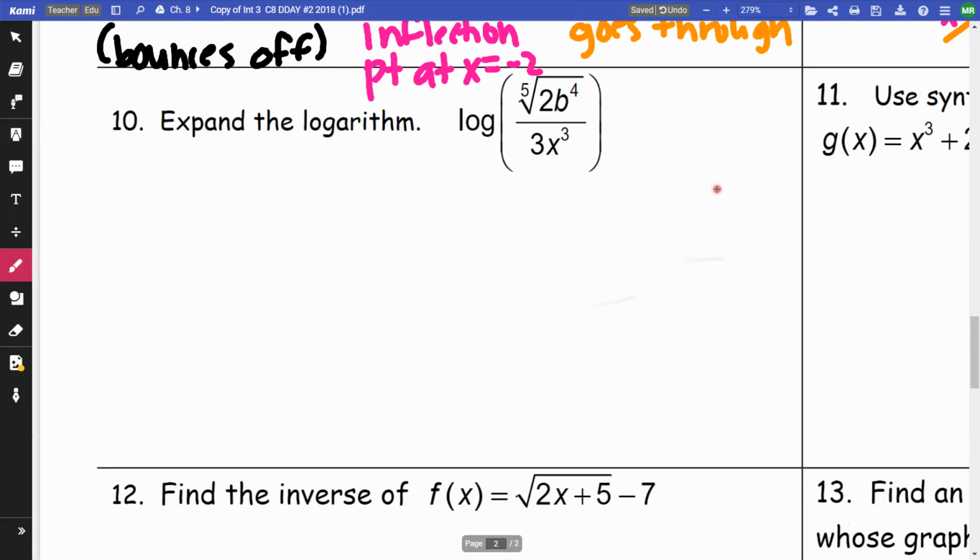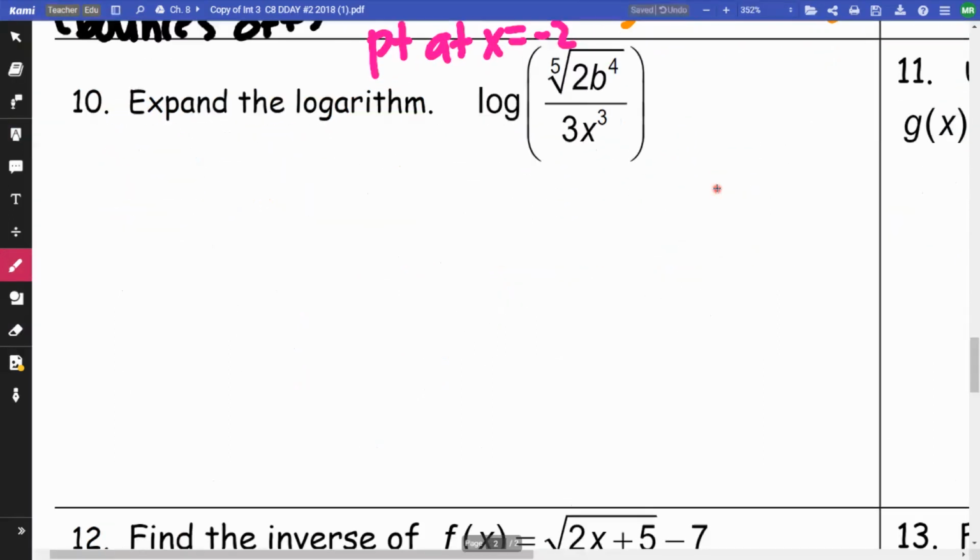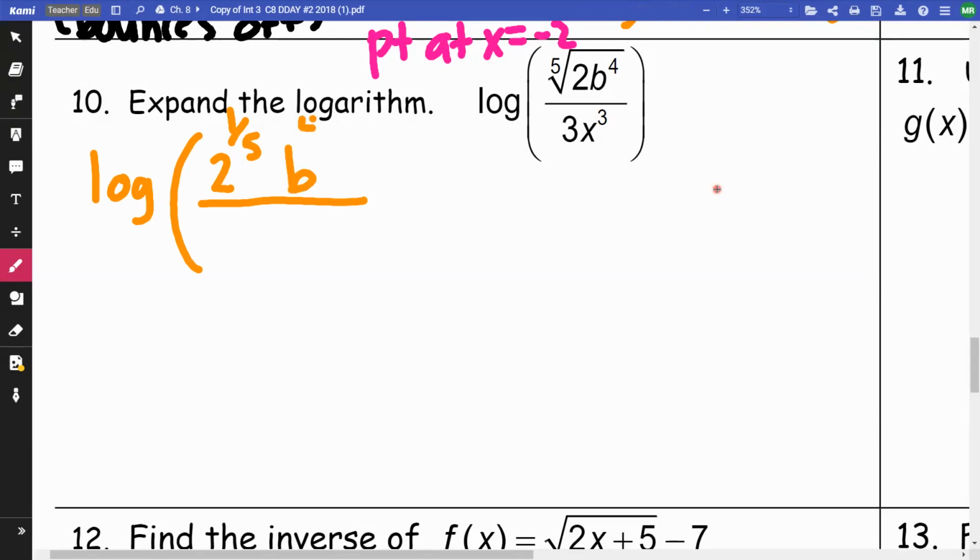Okay, on 10, we're expanding this. So first thing I'm going to do is rewrite this with no radical. So my 2 is going to be raised to the 1/5 because it's a 5th root. My b is going to be raised to the 4/5, and then I have x to the third, or 3x to the third. So I'm going to have 1, 2, 3, 4 different logs here.